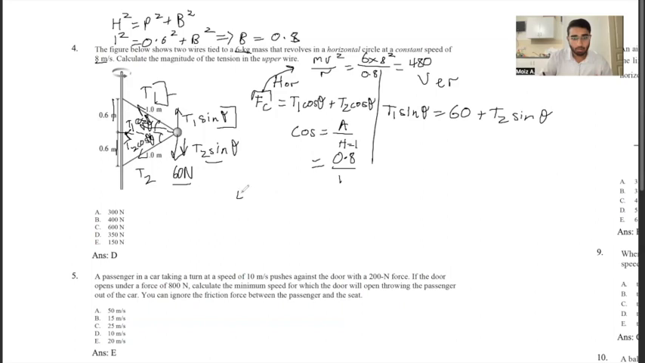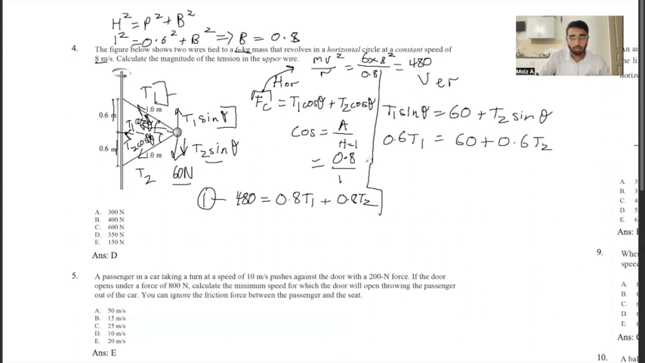Okay, so we're going to end up with 480 equals 0.8 T1 plus 0.8 T2. I guess nobody has any problems with this, right? So this is the first equation, and for the vertical, likewise, sine is perpendicular over hypotenuse. So it's 0.6 over 1. So it's 0.6 T1 equals 60 plus 0.6 T2. All right, and this is equation number 2.